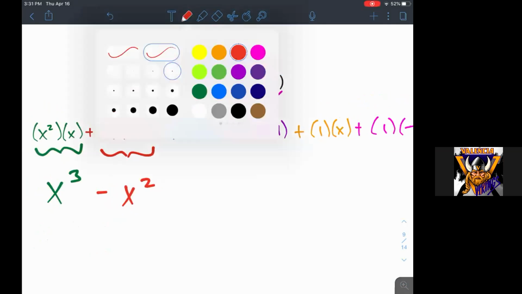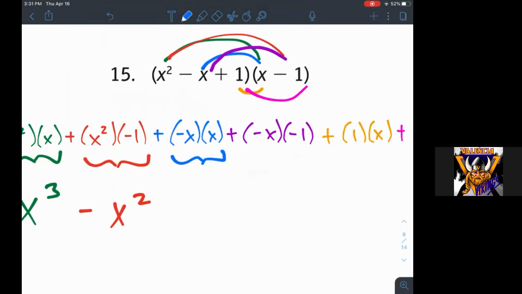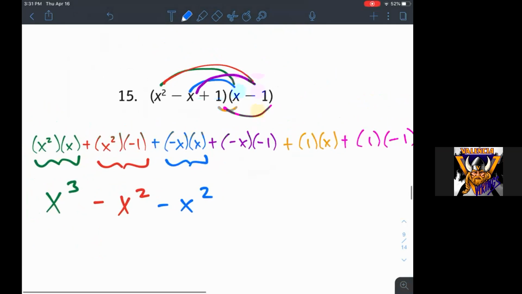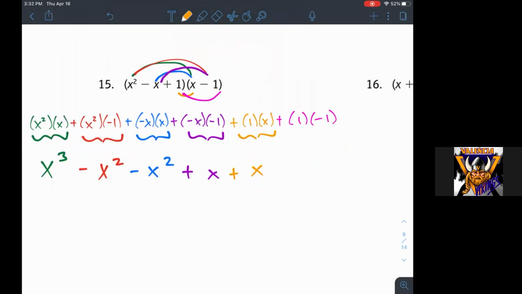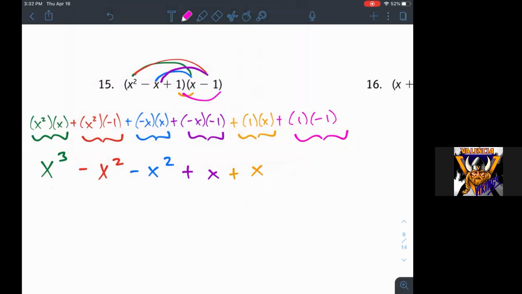Negative x times x, negative in front, so we have a negative times a positive, which will result in a negative, and again, x times x gives us x squared. Purple here, negative x times negative 1, negative times negative is positive, positive 1x, because negative 1 times negative 1 is 1. Orange, 1 times x, well that's just 1x or x. Notice I'm not throwing any of the ones or the negative ones in front, just the signs themselves. And last but not least, 1 times negative 1 here at the very end, our pure integer multiplication is negative 1.